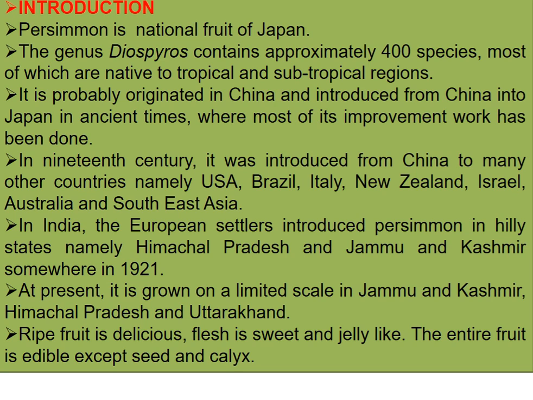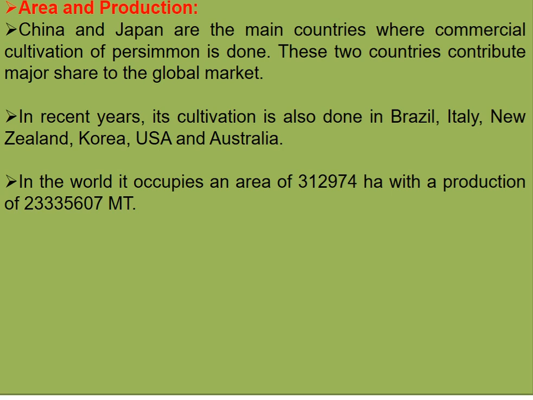In the 19th century, it was introduced from China to many other countries, namely USA, Brazil, Italy, New Zealand, Israel, Australia, Southeast Asia. In India, the European settlers introduced the persimmon in the hilly states, namely Himachal Pradesh and Jammu and Kashmir, somewhere in 1921. At present, it is grown on limited scales in Jammu and Kashmir, Himachal Pradesh, and Uttarakhand. Ripe fruit is delicious, with sweet, jelly-like flesh. The entire fruit is edible except the seed and the calyx.